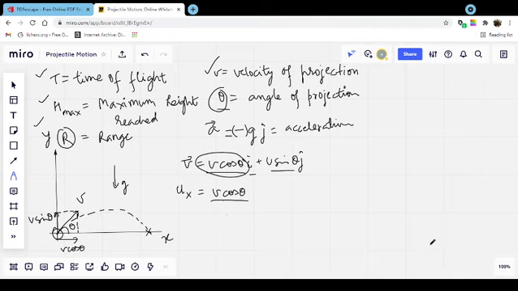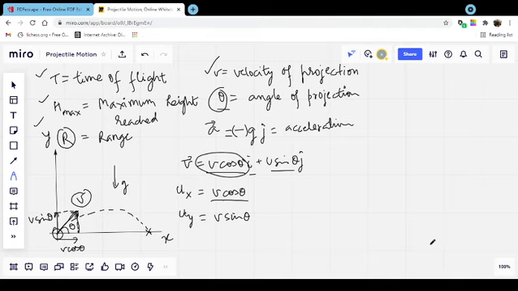Okay, now let us think about the initial velocity along y-axis. So initial velocity along y-axis is v sin theta, and this is simply the perpendicular of this right angle triangle. This is the velocity, and the perpendicular of the right angle triangle is sin theta times the hypotenuse, and the hypotenuse is the initial velocity v. So that's why the velocity along y direction is v sin theta.